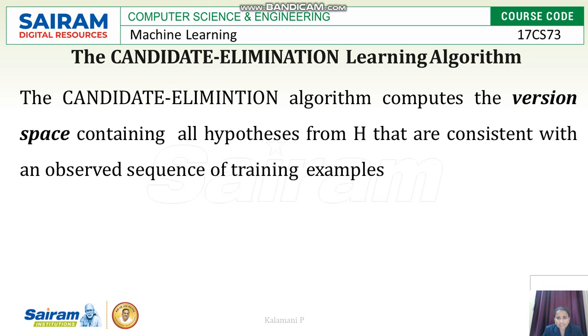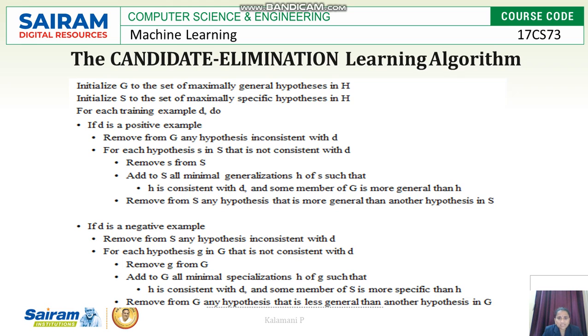The candidate elimination algorithm computes a version space containing all hypotheses from H that are consistent with an observed sequence of training examples. So the main thing we should see is consistency. Consistent means that h(x) is equal to c(x). Then only it is consistent. Already we have seen the difference between consistent and satisfies. h(x) is equal to c(x). So this is the candidate elimination algorithm.